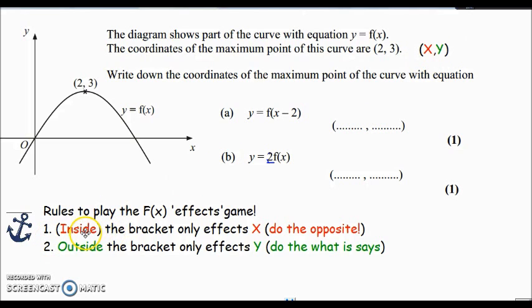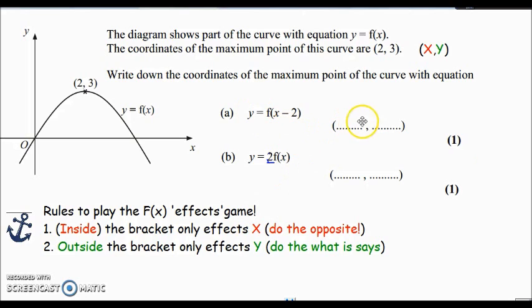So back to the rules. If the instruction is inside the bracket, it will only affect the x coordinate, but you must do the opposite to what it says, okay? Got to remember that. If the instruction lives outside the bracket, it will only affect the y coordinate, and you do what it says. Alright, so those are the two rules. Let's see if we can play the effects game and get some marks.